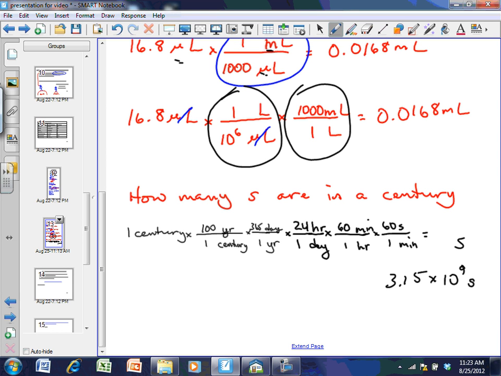So you can see that here, every time each unit cancels out the previous unit, all of those are conversion factors, right? 60 seconds is equal to 1 minute. 60 minutes is equal to 1 hour. 24 hours is equal to a day. 365 days is equal to a year. 100 years is equal to a century. So 1 century is equal to 3.15 times 10 to the 9 seconds.